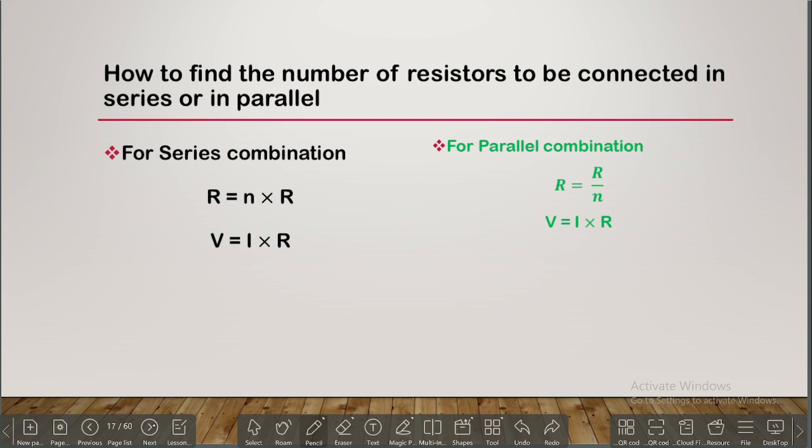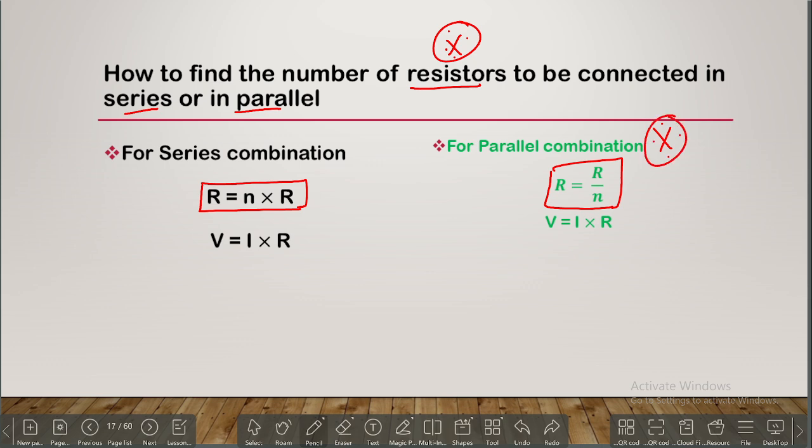And one more important condition is how to find the number of resistors, whether they are in a series combination or in a form of a parallel. Just know this relation alone. To find the number of resistors in series, we are going to use R is equal to N into R. And if it is for parallel, we are going to use R is equal to R by N. We will get the maximum number of questions based upon the parallel. We won't get any question related to the series. So just remember that one relation alone. For parallel, what is the relation? R is equal to R by N.